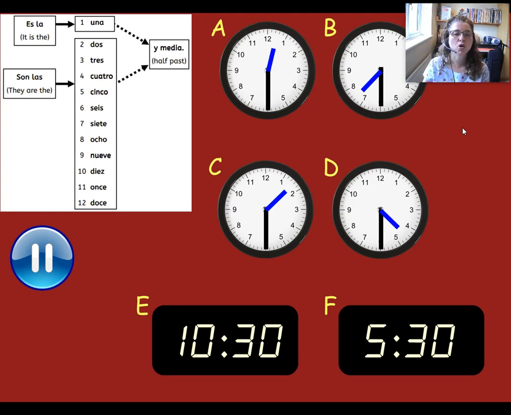So here are some more clocks, but this time they're all set to half past something. So again, pause the video, have a go at writing these times down. You can use the sentence builder in the corner to help you, and press play when you're ready to check the answers.